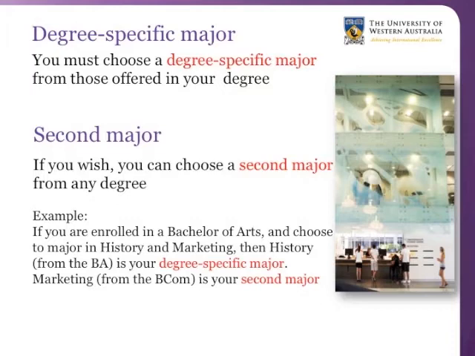For example, if you're enrolled in the Bachelor of Arts and you choose to major in History and Marketing, then History, which is a major from the Bachelor of Arts, is your degree-specific major, and Marketing, which is a major from the Bachelor of Commerce, is your second major.